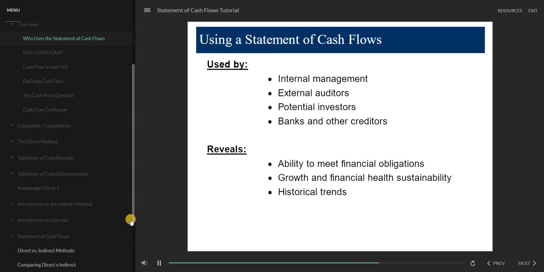Historical cash flow information is often used as an indicator of the amount, timing, and certainty of future cash flows. It can also be used to gauge the accuracy of previous cash flow forecasts.